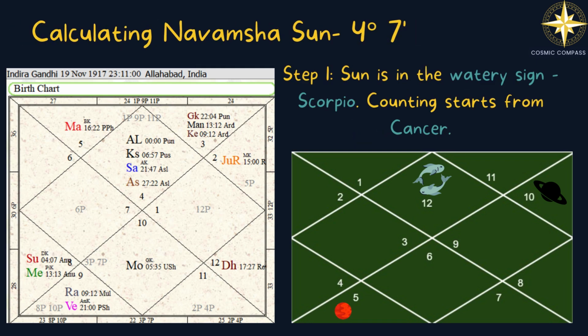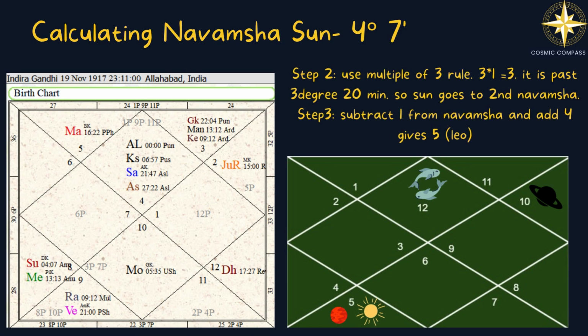Calculating Navamsha Sun, 4 degrees 7 minutes. Step 1. Sun is in the watery sign Scorpio. Counting starts from Cancer. Step 2. Use multiple of 3 rule. 3 times 1 equals 3. It is past 3 degrees 20 minutes. So Sun goes to 2nd Navamsha. Step 3. Subtract 1 from Navamsha and add 4 gives 5, Leo.